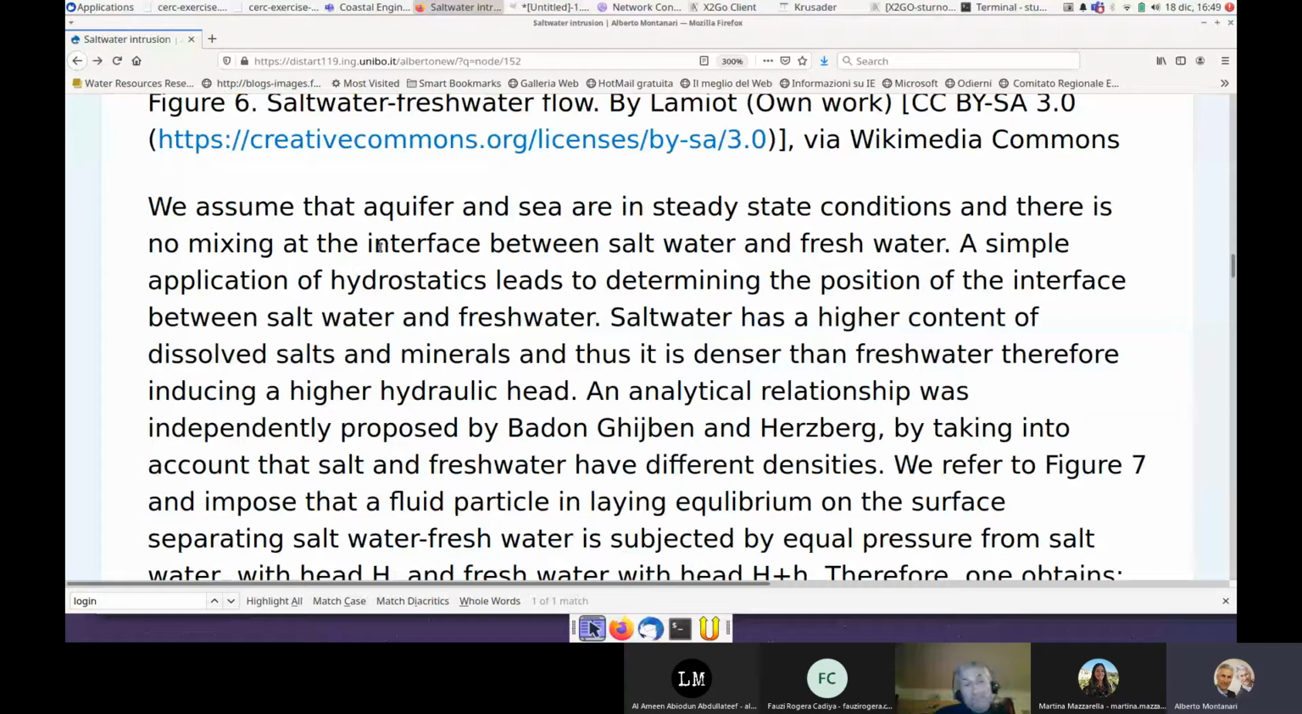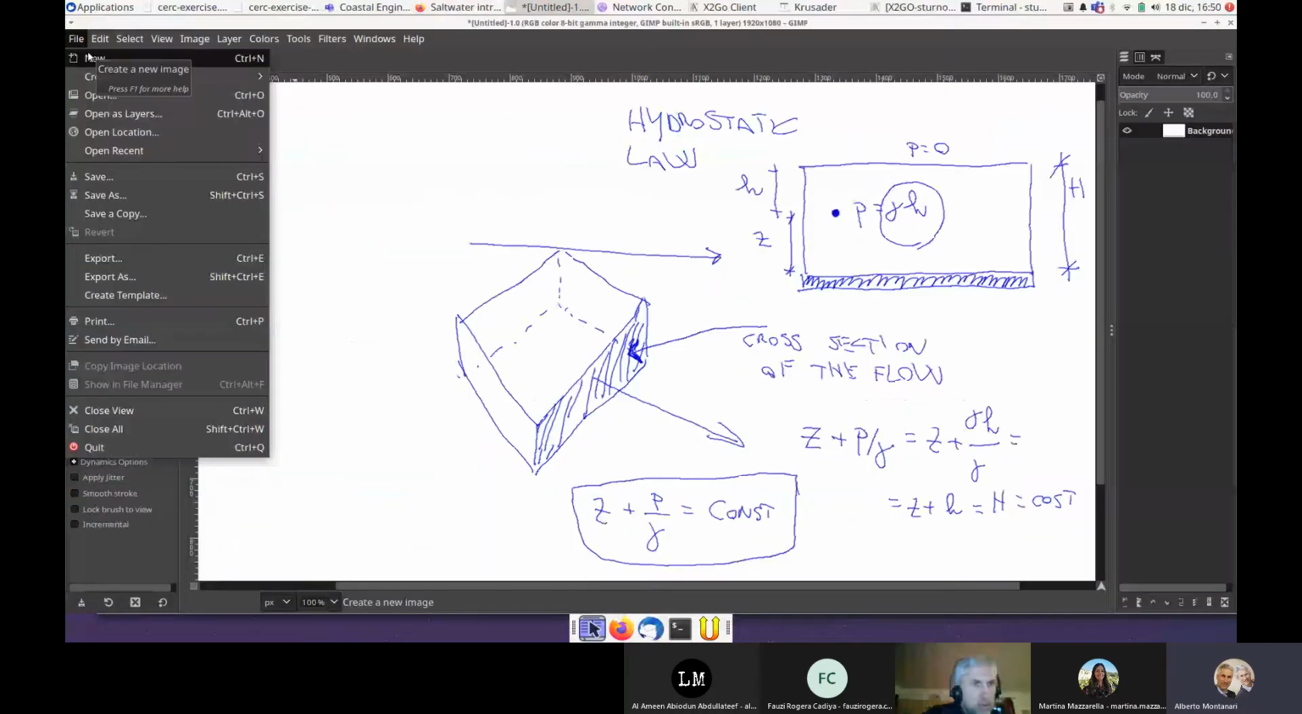Actually, this is a simplification. It's a second simplification because, of course, you have mixing. In the interface between salt water and fresh water, there is some mixing. But let's suppose that this surface is separating the two waters without mixing. Okay, very good. Now, if we make these two assumptions, we can readily estimate the position of this separation surface. Let me go again to the graphic blackboard, and let me open a new one.